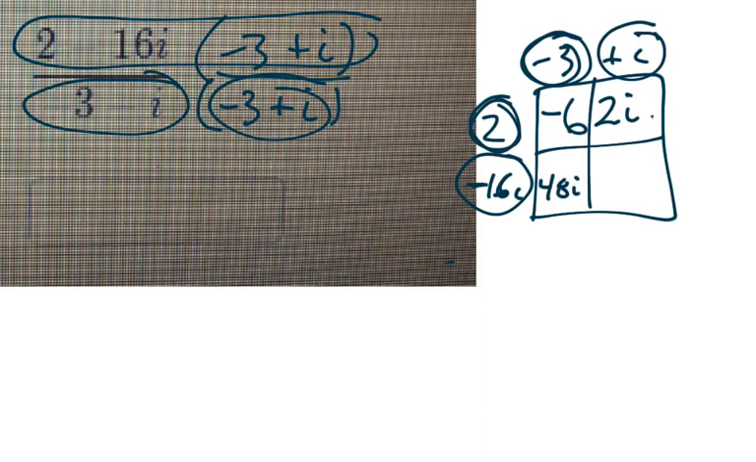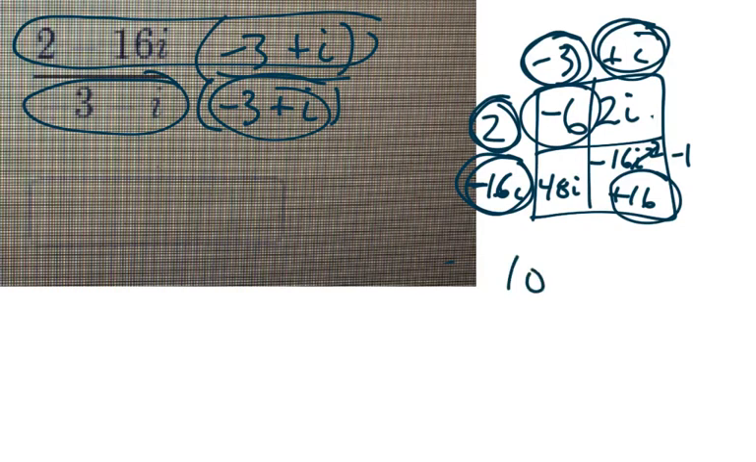Okay, guys? And finally, i times negative 16i is negative 16i squared. Wait a minute. The i squared is negative 1. So we get positive 16. So we have a negative 6 with a 16 is 10. We have 48 and 2i is 50i.